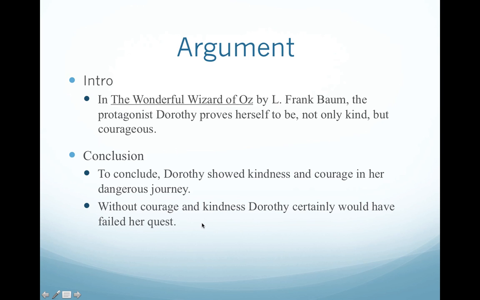Down here, at the bottom, here's another way of wording it. Without courage and kindness, Dorothy certainly would have failed her quest. Just make sure when you restate your argument in your conclusion that it is worded differently than how it was in your introduction.